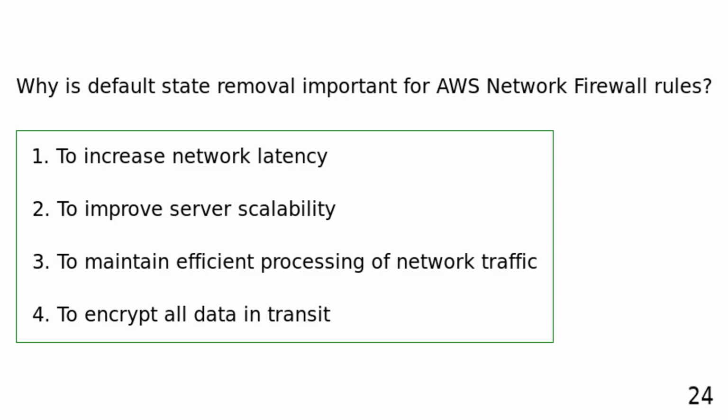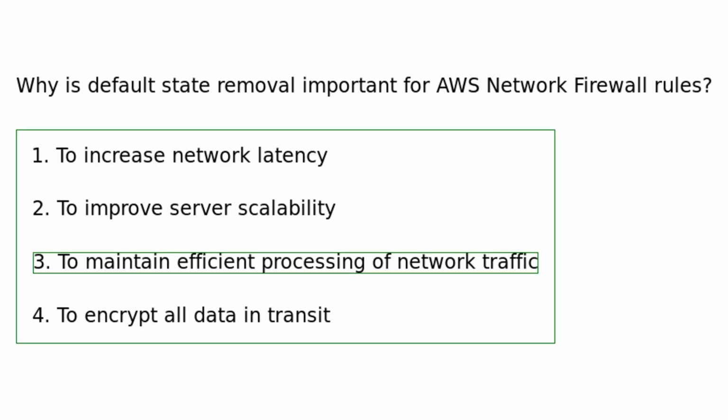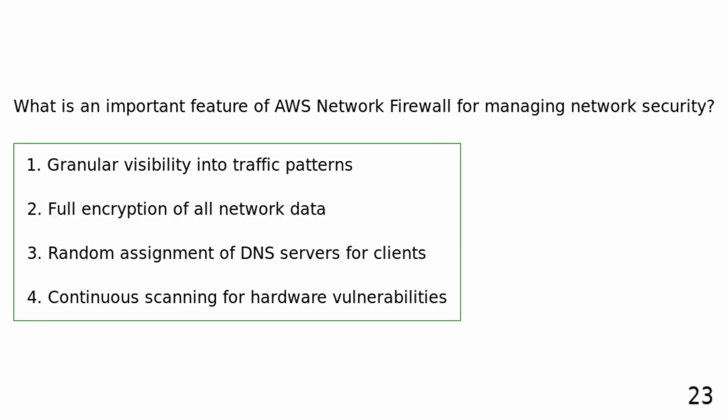Why is default state removal important for AWS Network Firewall rules? To increase network latency. To improve server scalability. To maintain efficient processing of network traffic. To encrypt all data in transit. Default state removal in AWS Network Firewall rules is important to maintain efficient processing of network traffic, ensuring optimal performance and security measures.